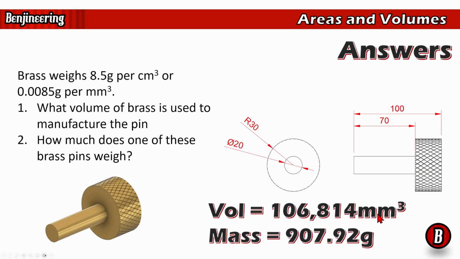Okay. And then to get the mass, all I did was take the volume of this 106,000, and multiply that by the mass per millimeter cubed. So the mass per millimeter cube was 0.0085 grams. If you take that and multiply it by this number here, you get the mass of the component. Okay. Which seems like a lot, nearly a kilo for this pin. But I did double check it in Fusion 360, and it was close enough.